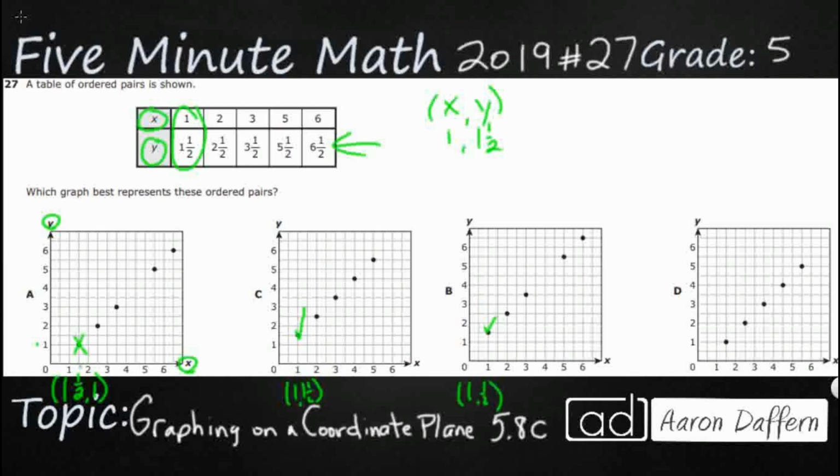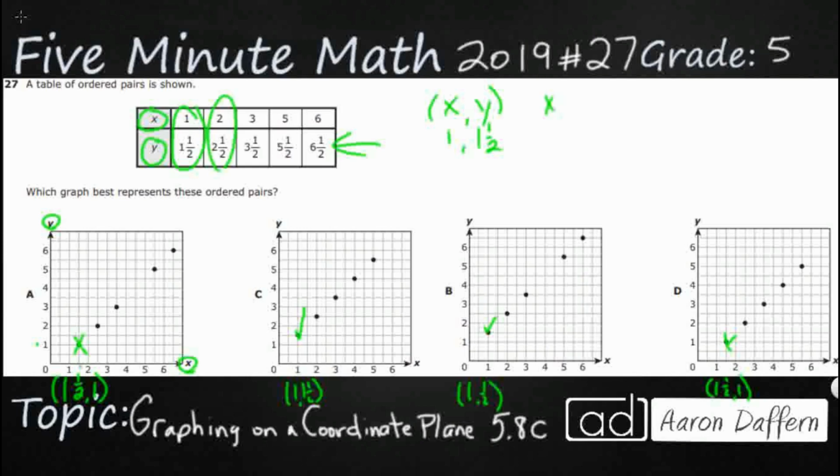And then, yep, D falls into that same problem as A did. If you take a look, they actually flipped it. They actually did the 1.5 as your x coordinate, and then they did the 1 as your y coordinate. So we're just one ordered pair in, and we've already knocked out A and D. So let's look at our second one.